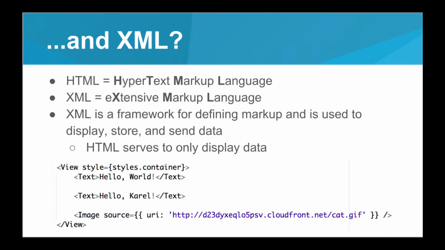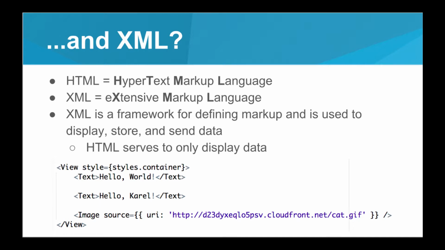You have likely heard of HTML, or hypertext markup language. HTML is a presentation language and is used to display information, whether it is text, images, tables, or other elements. XML is extensible markup language and is a framework for defining markup and is used to display, store, and send data. It provides more options when dealing with data, which is what our mobile apps will be doing. The syntax is somewhat similar to HTML, with open and closed tags. However, XML is not confined to the predefined elements seen in HTML, like headers, tables, and so on.